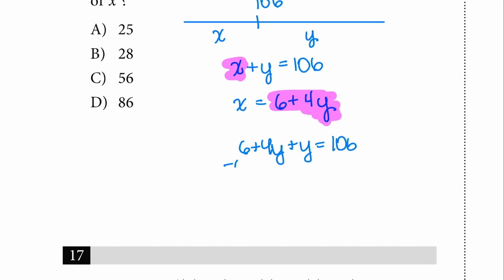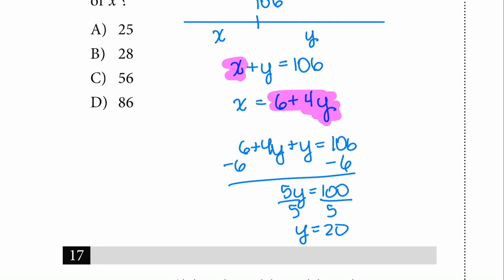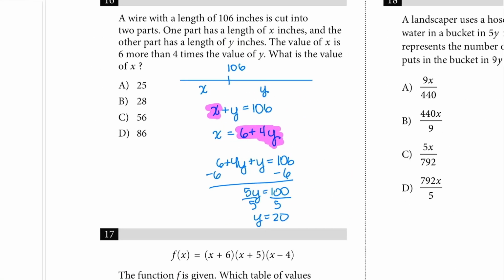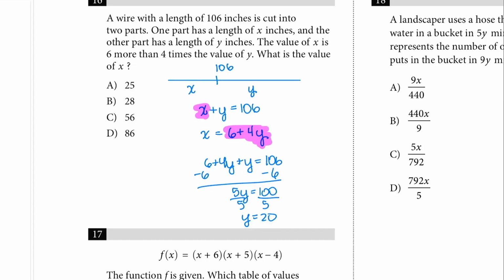And if we subtract 6 from both sides, we're going to get 5y equals 100. Divide both sides by 5, so y is 20. Now that we have gotten y is 20, we can go in and substitute that. So our answer is going to be 86.